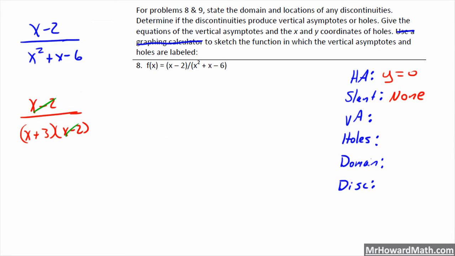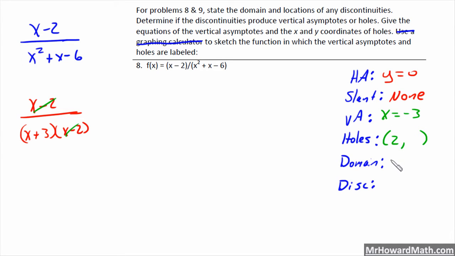So we have a hole at 2 comma whatever the y value is, we'll find that in a moment. And then factors in the denominator that do not cancel give you vertical asymptotes. So we have a vertical asymptote at x equals negative 3.